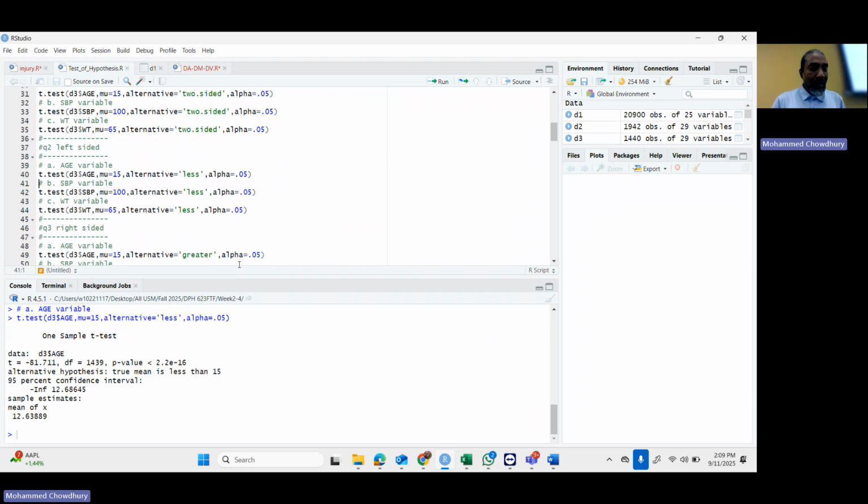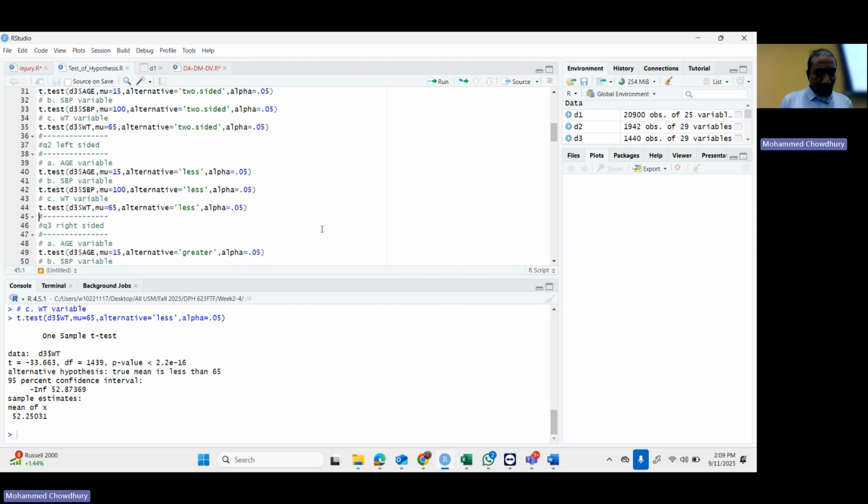And as it is left sided, a confidence interval you can get only for the two sided case. If you write the left sided, are you seeing the confidence interval from negative infinity? So you are not going to get the proper confidence interval for that one. But the p value is still less than 0.05, so you reject the null hypothesis.